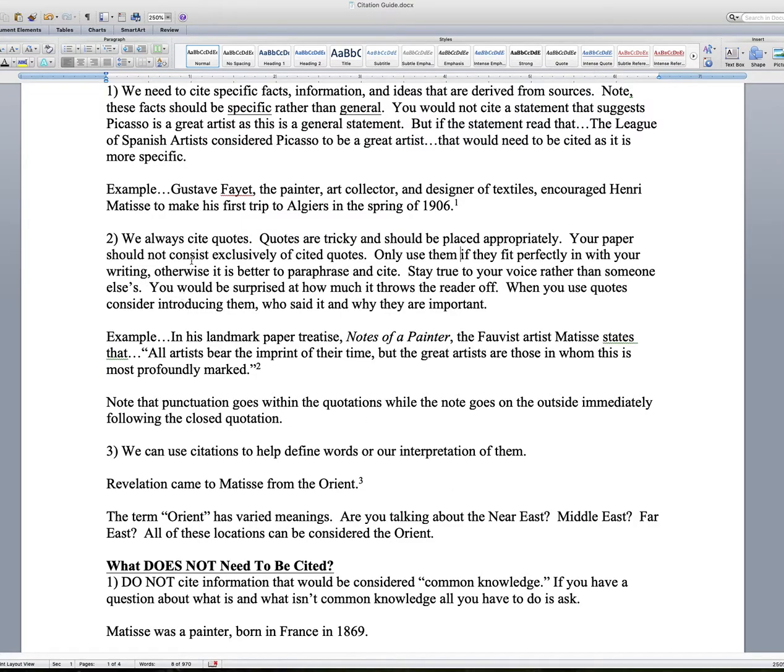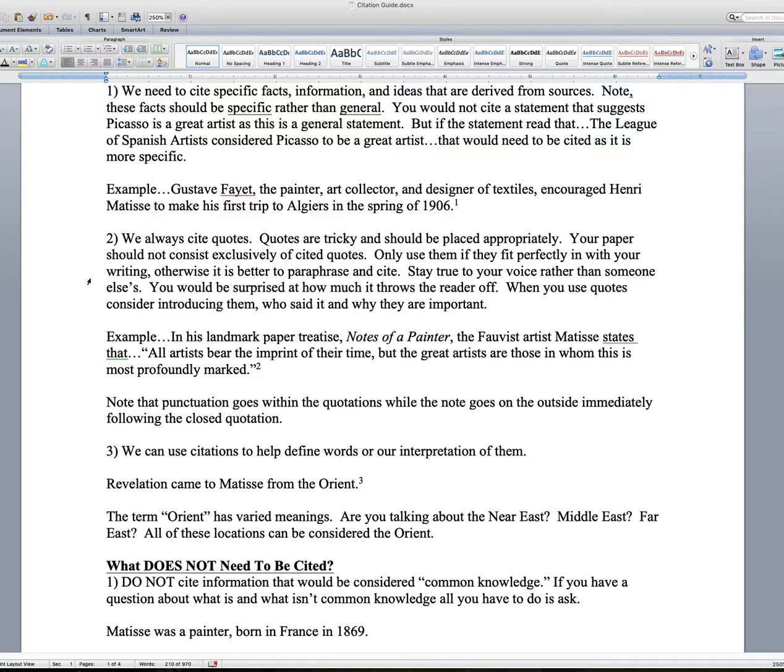For number 2, we always cite quotations. And quotes are tricky, and they should be placed appropriately. Your paper should not consist exclusively of cited quotations. Only use them if they fit perfectly in with your writing. Otherwise, it is better to paraphrase and cite. Stay true to your voice rather than someone else's. You'd be surprised at how much it throws the reader off, and that's completely true. I tell my students it is as jarring as hitting a speed bump at 40 miles an hour.